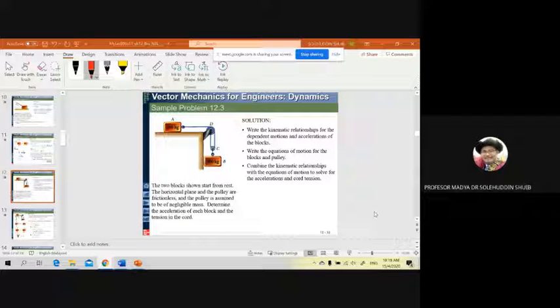In this problem, if you look at the figure, you can see that the horizontal plane and the pulley are frictionless. What you need to do is find the acceleration of each block, and then find the tension in the cord.